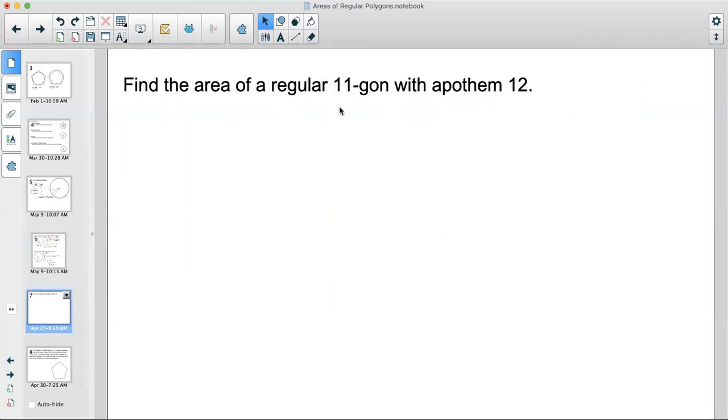So the central angle is going to be 360 divided by 11, which is not my favorite number, but it's a number. It's fine. You can put it in your calculator. Just make sure not to round until the end.